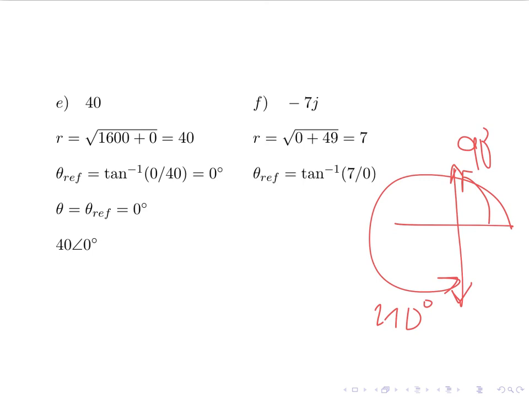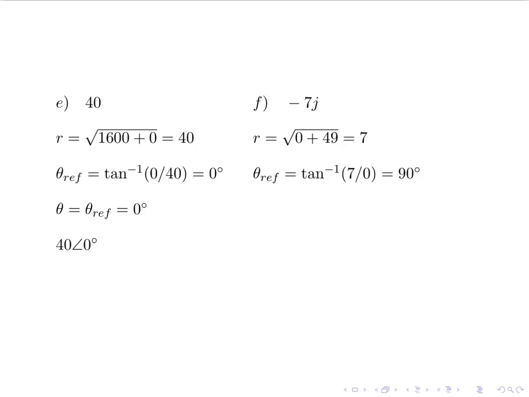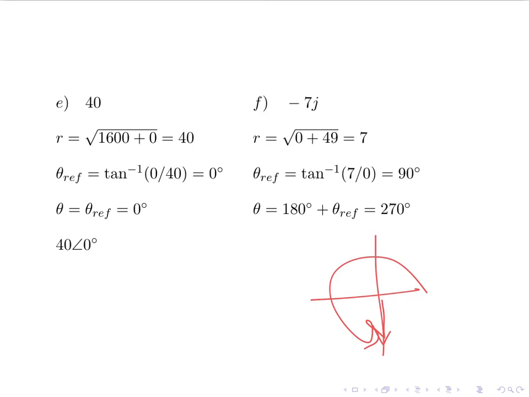So it's going to be one of those two, 90 or 270, and that depends on if my j value is positive or negative. So if my b value, rather, the imaginary part, is positive, then I'm at 90 degrees. If my imaginary part is negative, I'm at 270. So I can think of the reference angle as being 90. And then my angle would be, again, I have those same three ways to think about it. I'm on the negative y-axis because it's negative 7j, so that's 270 degrees.